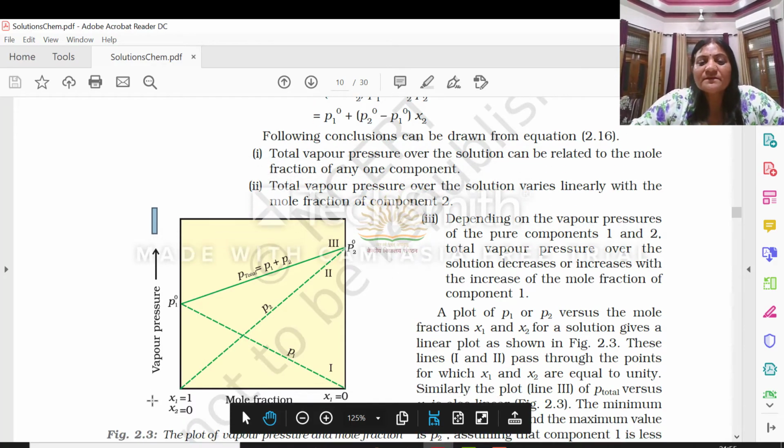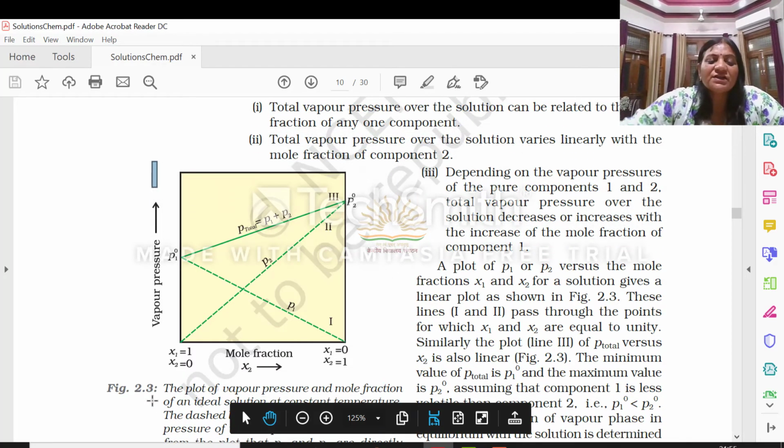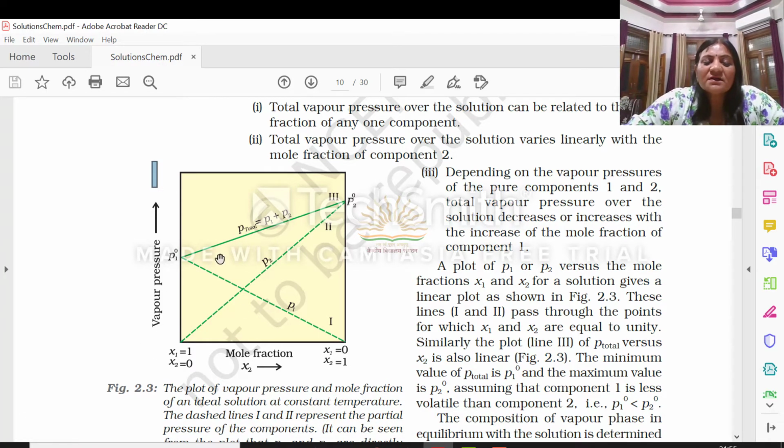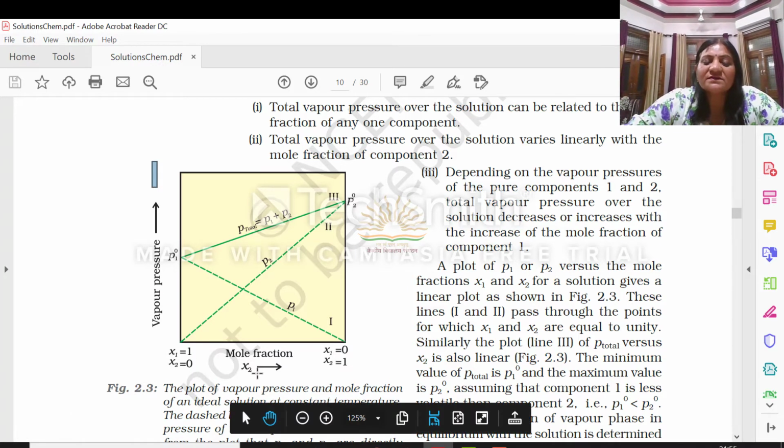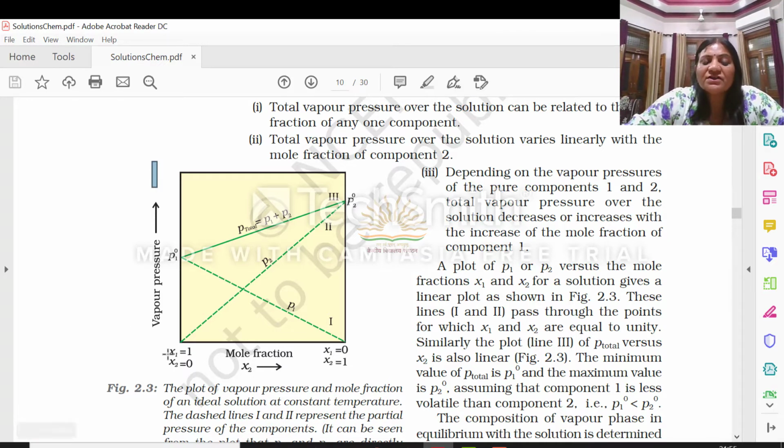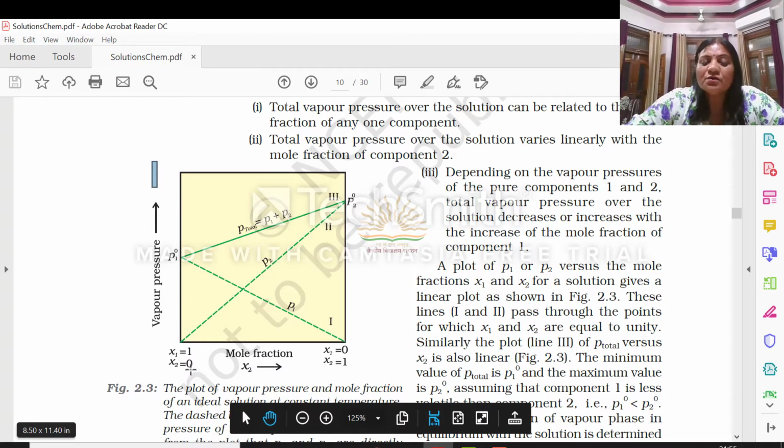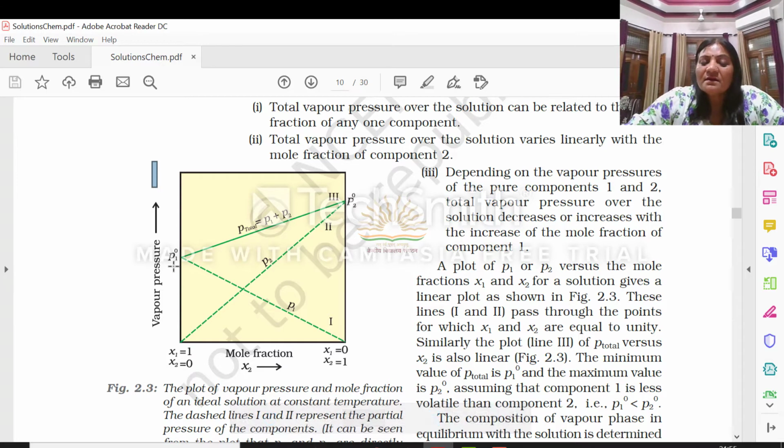Now when we plot a graph between mole fraction and vapor pressure, most of the students make this graph but forget to take the values on the x-axis and y-axis. So we have to take the mole fraction on the x-axis and vapor pressure on the y-axis. Here the mole fraction of component 1 is equal to 1 and mole fraction of component 2 is equal to 0, meaning there is only component 1. Then it is the vapor pressure of the pure component 1.